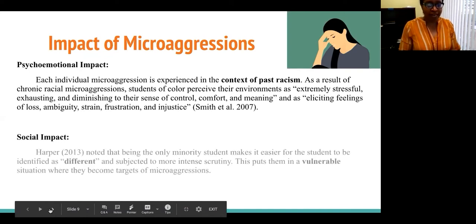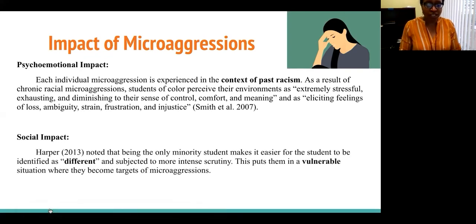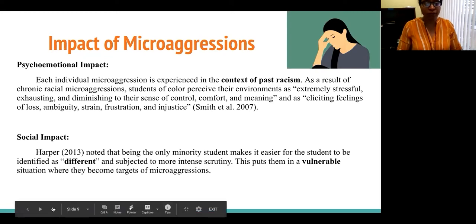There's a social impact. A 2013 study from Harper noted that being the only minority student makes it easier for the student to be identified as different. And then obviously there's the scrutiny that is placed on them by the outside, but then also the scrutiny that they place on themselves of having to be the model person, break all stereotypes that may exist for their potential group. And this leaves them vulnerable.